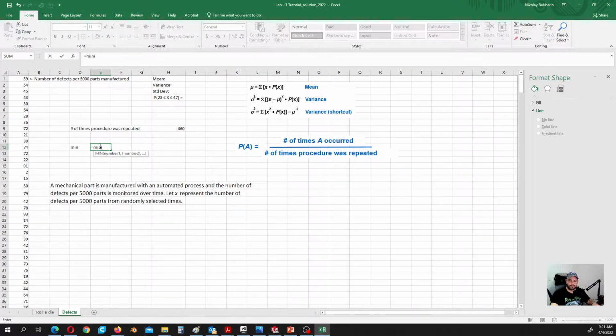So this is minimum. And let's calculate the maximum. Okay, 100. So we have amount of defects from 1 to 100. Okay, so let's introduce our random variable, and our random variable in this case is going to be just the amount of defects we get once we test 5,000 parts each time.